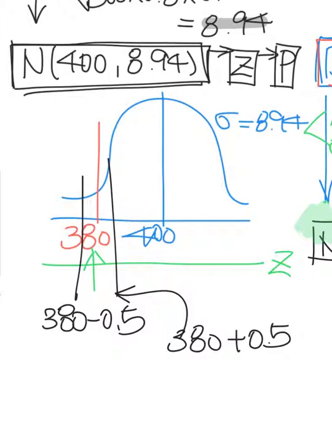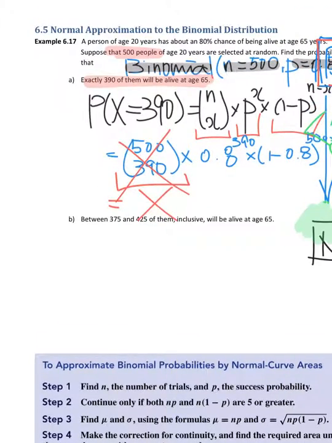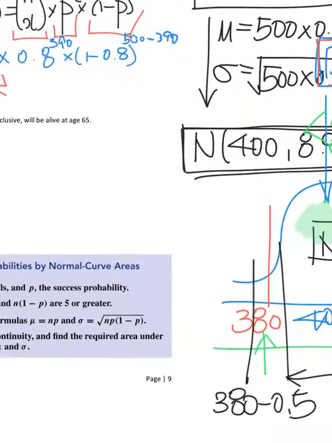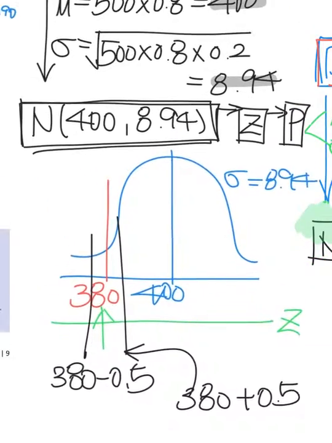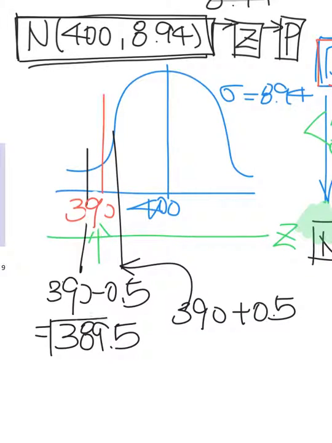Where are you getting 380 from? It was the question. Oh, okay. You are right, I'm sorry, it is 390, not 380, thank you. I made you confused. So 390 minus 0.5 will be 389.5, and the other one will be 390.5.